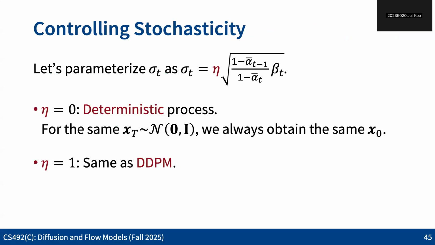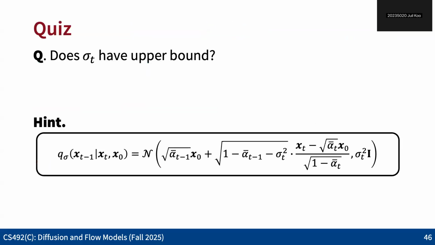So typically we parameterize the variance in a way that 0 means the deterministic process, and 1 means the DDPM, and you can increase this more up to the upper bound, right? Depending on which variance you set, you're going to get different results, right?